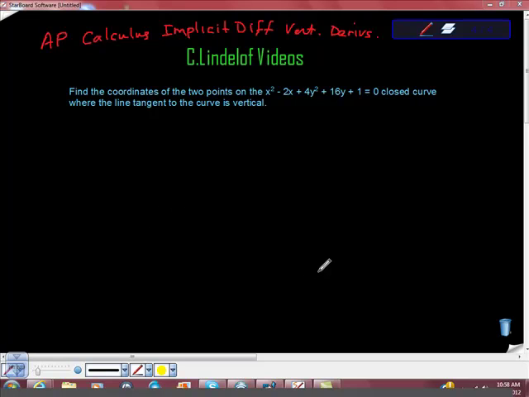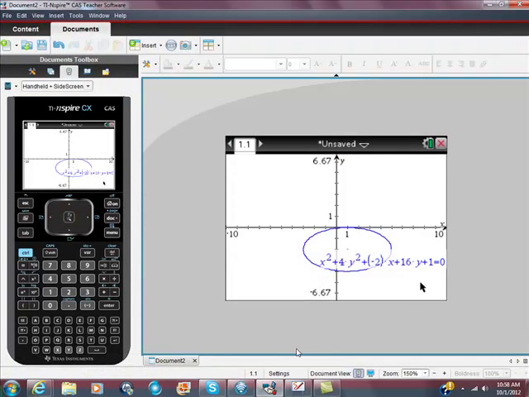So the first thing I would do is this. I'll just share this with you guys so you could see it. This thing looks like this. And if you ever want me to teach you how, I'll show you how to put this into your TI-Nspire or TI-Nspire CAS. But so here's our equation. And if you can see here, we have this vertical tangent here and a vertical tangent here, and that's what we're looking for.